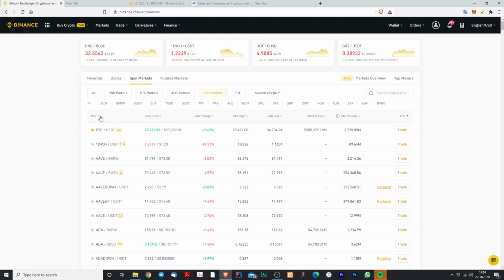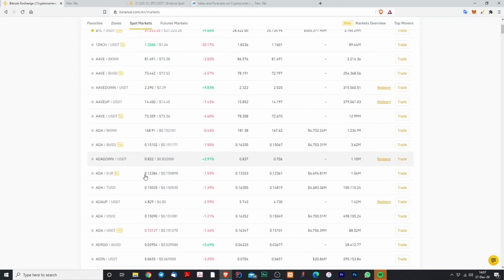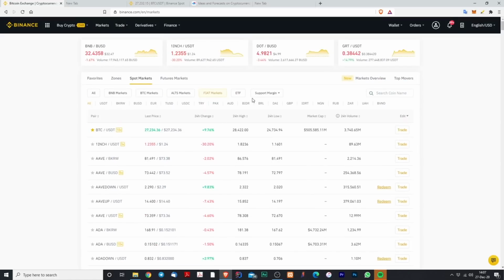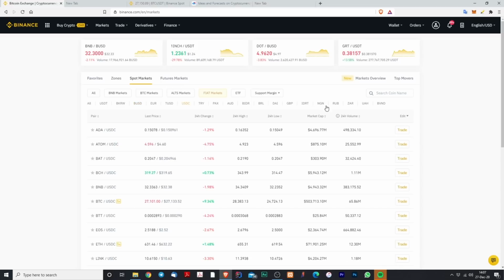So if you go to fiat, it's showing you the Bitcoin price to the USDT, or you can see some of them are in BUSD and Euro or TUSD, different fiat currencies, including stablecoins. Okay, and you can also select which kind of stablecoin you want to base on. So if you want USDT only markets, you can click on here. If you want BUSD, if you want USDC, if you want USD, it should be here somewhere.